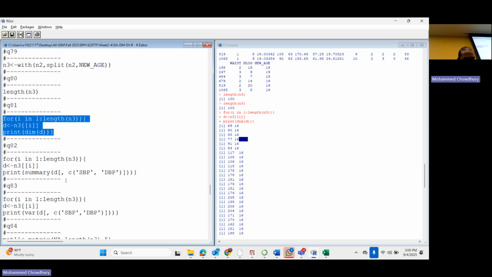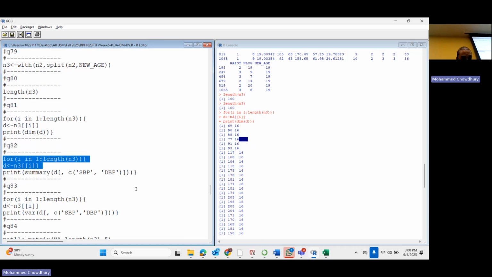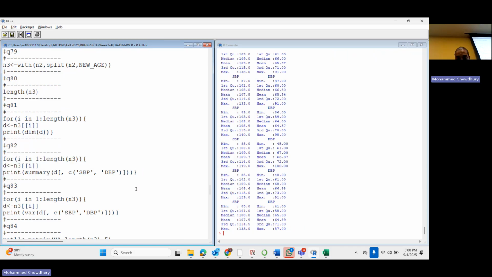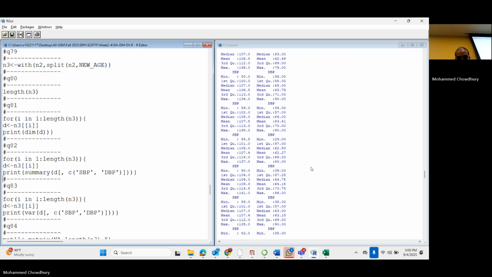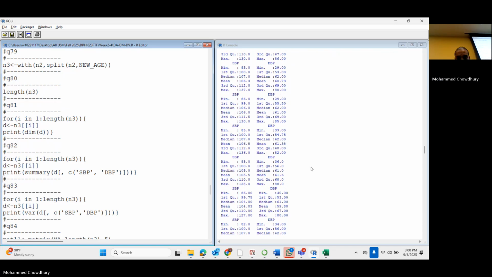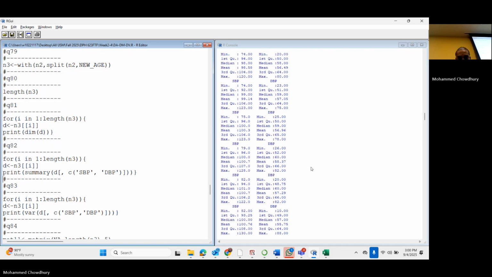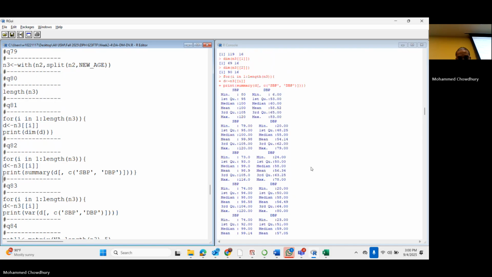Now I want to print summary statistics for SBP and DBP for each of the data. Each of the data's summary statistics. So take a look at that. This is the summary statistics for SBP for the first data. This is the summary statistics for the SBP for the second data.